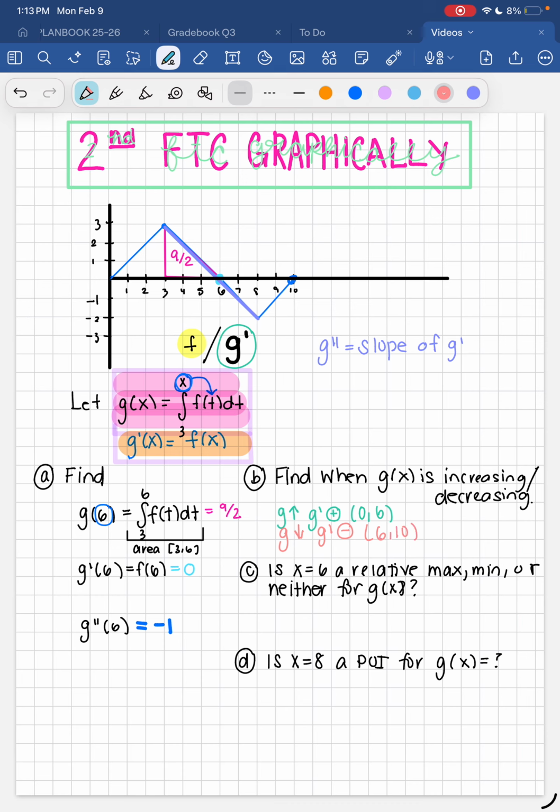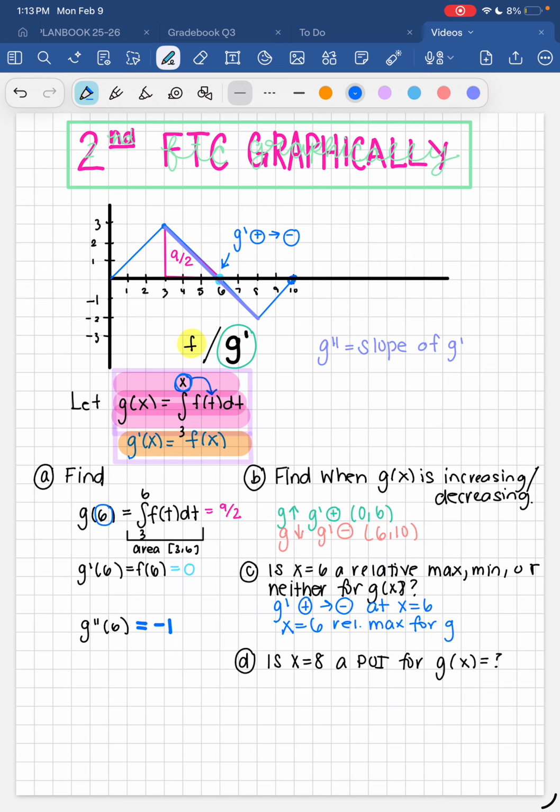All right, next. Is x equals 6 a relative max, min, or neither for g of x? So g of x is going to have a relative minimum when g prime goes negative to positive. But you can see right here, at 6, g prime is going from above the x-axis to below. So g prime is going from positive to negative at x equals 6, which means x equals 6 is a relative maximum for g.